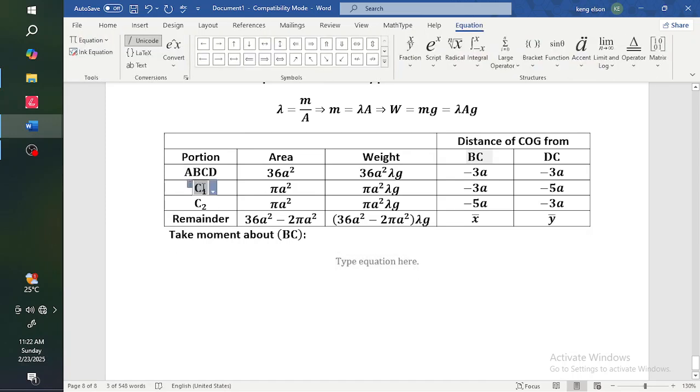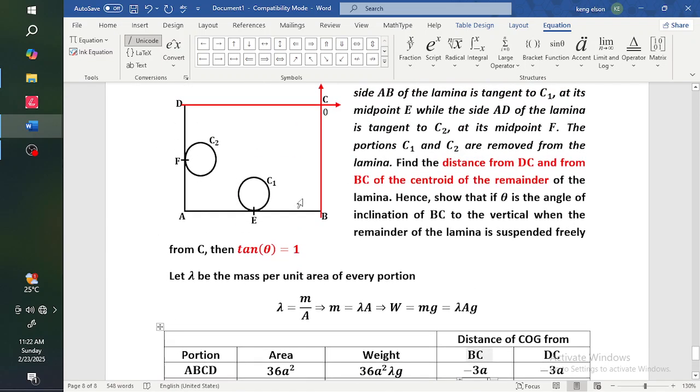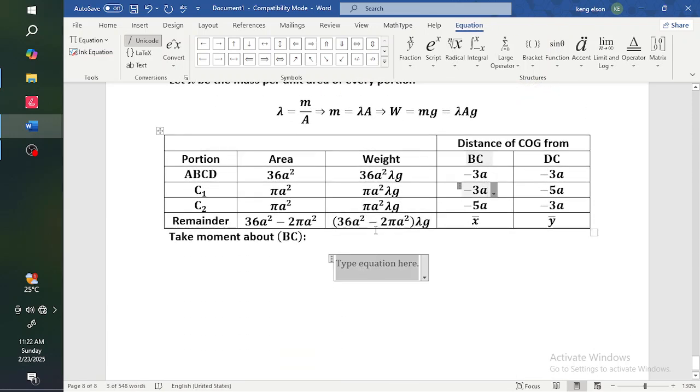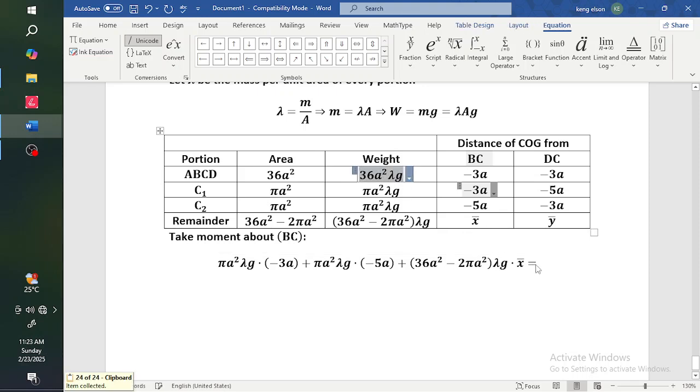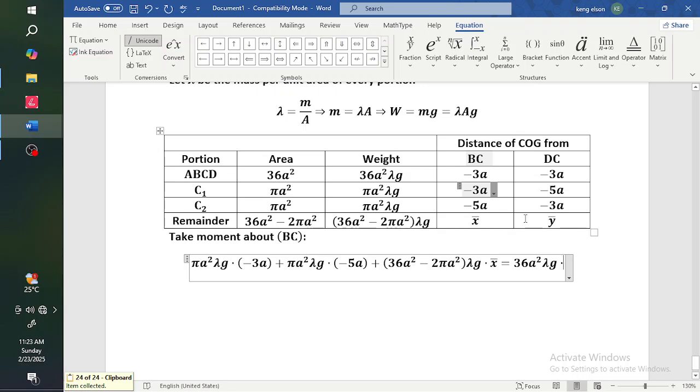So what is the moment of C1 about BC? It is the weight of C1 times its perpendicular distance from BC, which is minus 3a, because the perpendicular distance from BC was a horizontal distance, which is what we filled in the table. We multiply the weight of C1 by negative 3a. Then plus the moment of C2, which is its weight times its own perpendicular distance, minus 5a. Then plus the moment of the remainder, which is its weight times its own perpendicular distance, x bar, which we don't know. Then we equate it to the moment of the whole body, which is the weight of the whole body multiplied by its perpendicular distance, negative 3a.